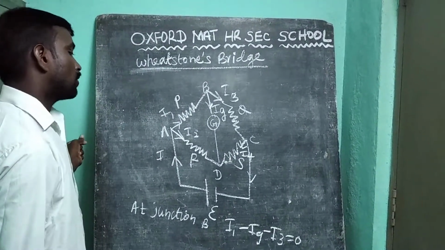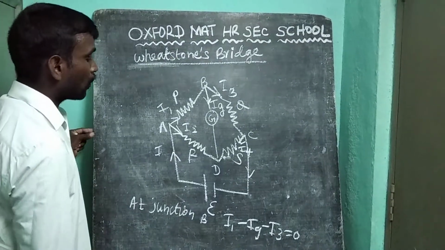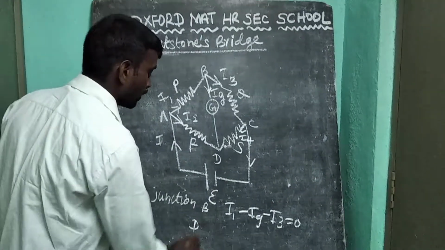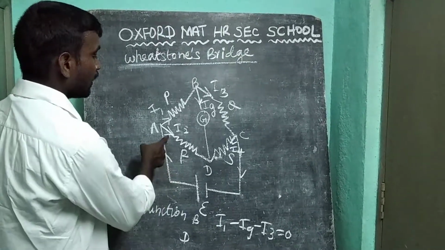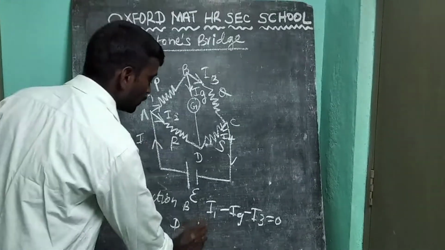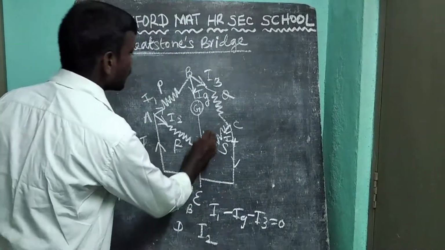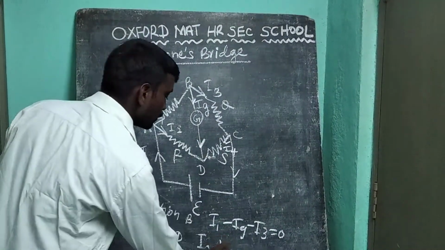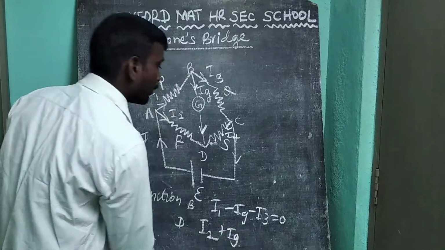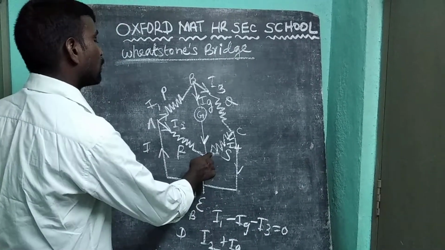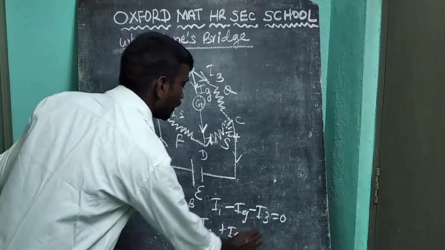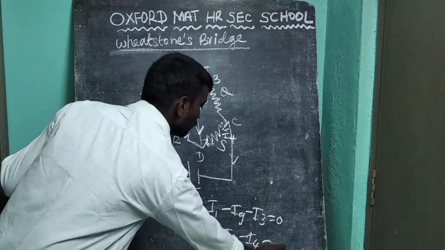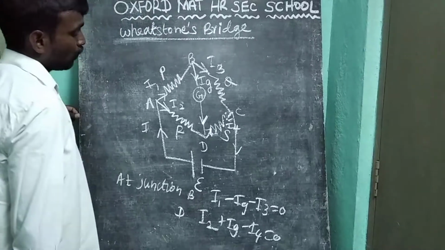Then applying Kirchhoff's first rule, the current rule, at junction D. At junction D, current I2 is entering, so I2 is taken as positive. Then Ig is entering, so Ig is taken as positive. Then I4 current is leaving, so I4 is taken as negative. So I2 plus Ig minus I4 is equal to 0.